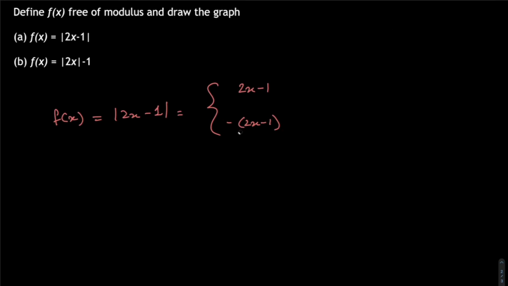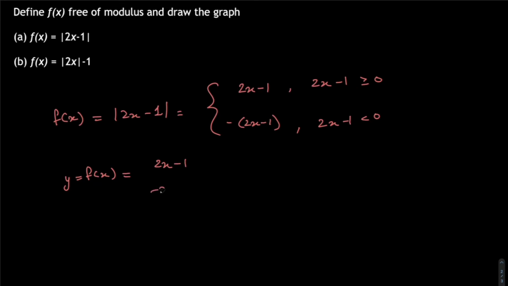So I've done that. So now, when will this exist? For what values of x? Whenever we have 2x minus 1 is greater than or equal to 0. Similarly here, we'll have whenever 2x minus 1 is less than 0. So if I simplify this, my f of x is equal to 2x minus 1.